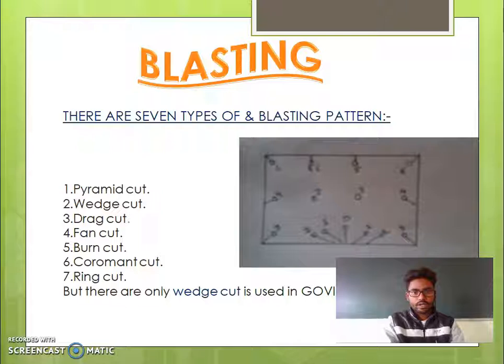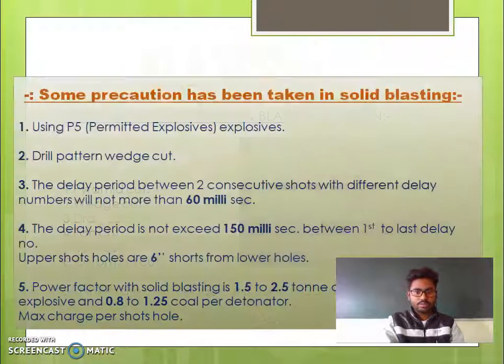There are several types of blasting patterns, mostly seven types: pyramid cut, wedge cut, drag cut, fan cut, burn cut, garland cut, and ring cut. But only the wedge cut is used in Govindpur mine.